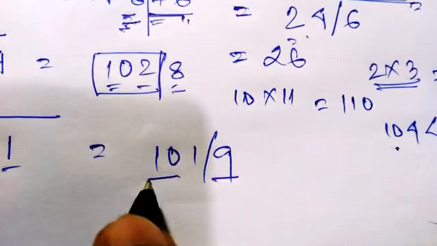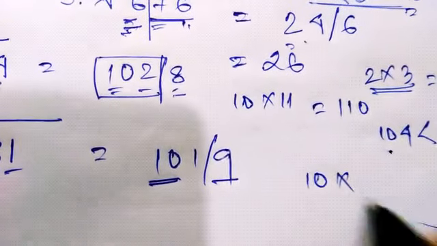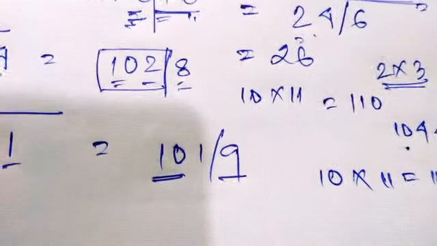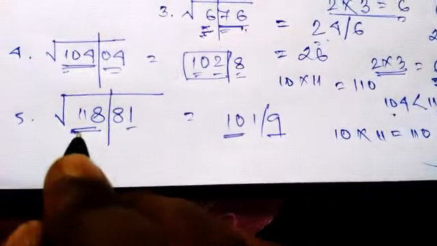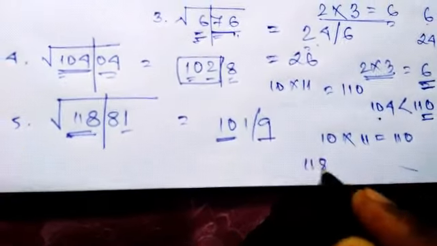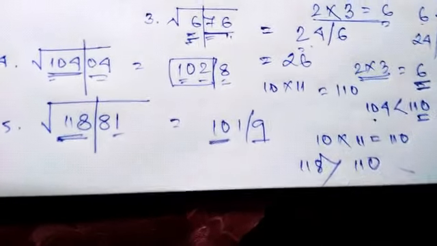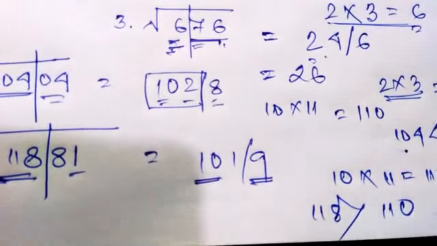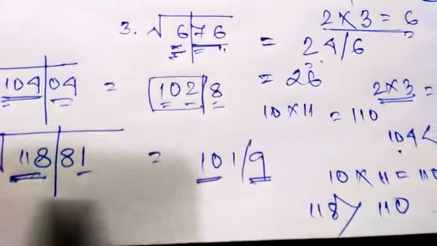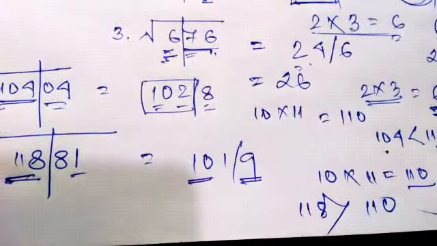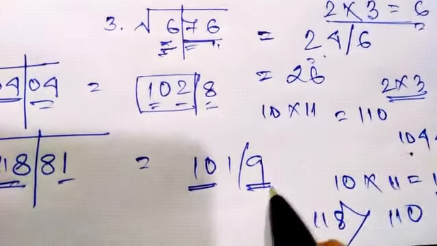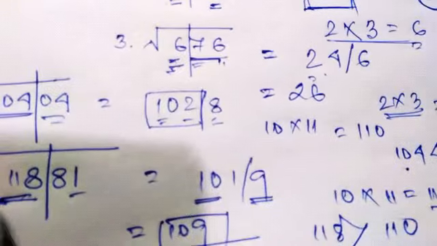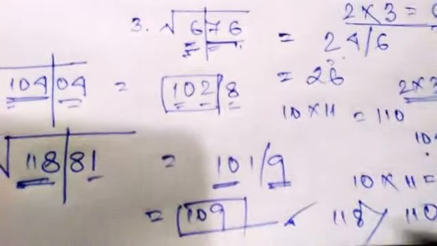As we have got only 10, it should be 10 into 11, that is 110. But in this case here it is 118. 118 is greater than 110. So we should take the greater one. As this number is greater than the product, the answer should be the greater one. The answer is 109. So the square root of 11881 is 109.